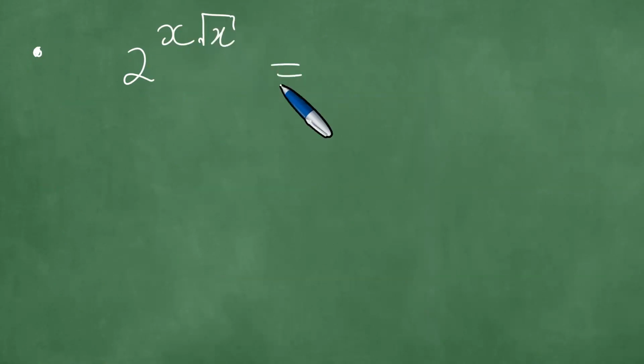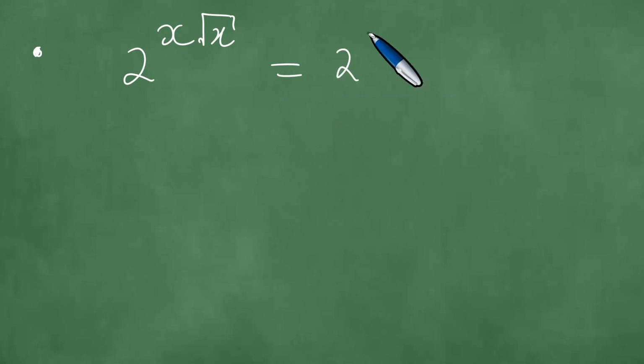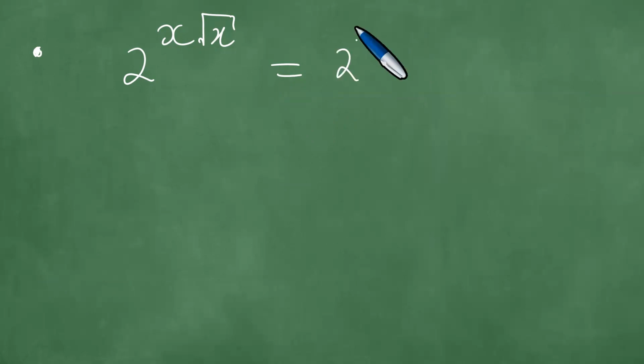Two to the power x times the square root of x equals 2 to the power 27. Are you able to see this question? Yes, sir. I'm giving you 2 minutes quickly. Everyone, go for it.